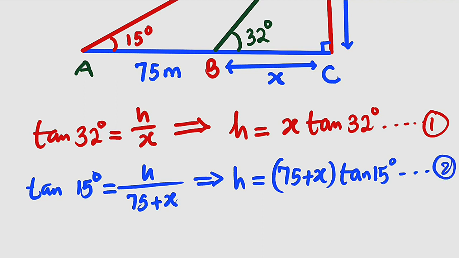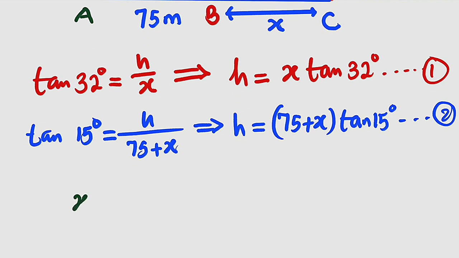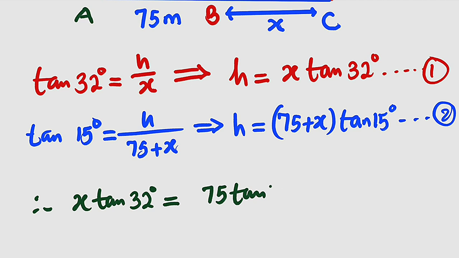So if you observe, both equation 1 and equation 2 are written in terms of h. Hence, we can equate their right-hand sides. So we can say that x tangent of 32 degrees is equal to 75 times tangent of 15 degrees plus x times tangent of 15 degrees. I have just distributed tangent into the bracket.